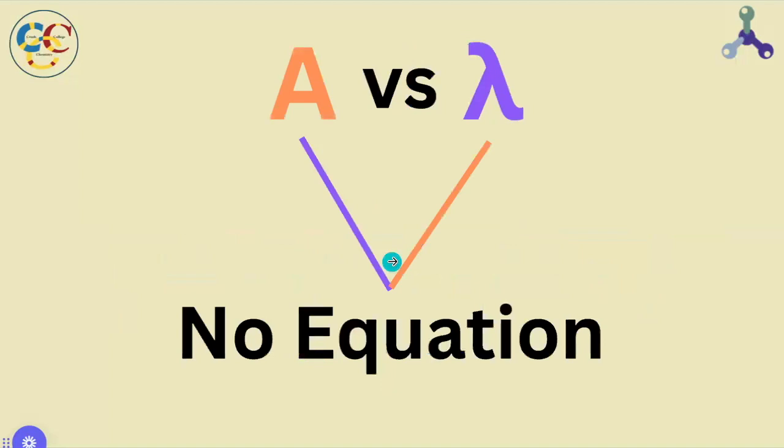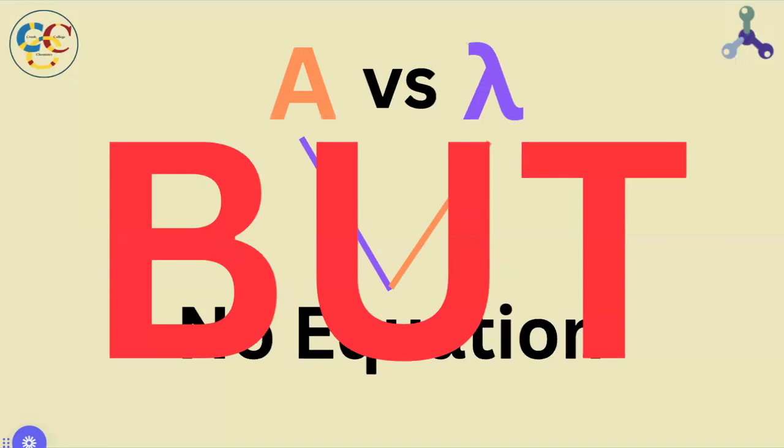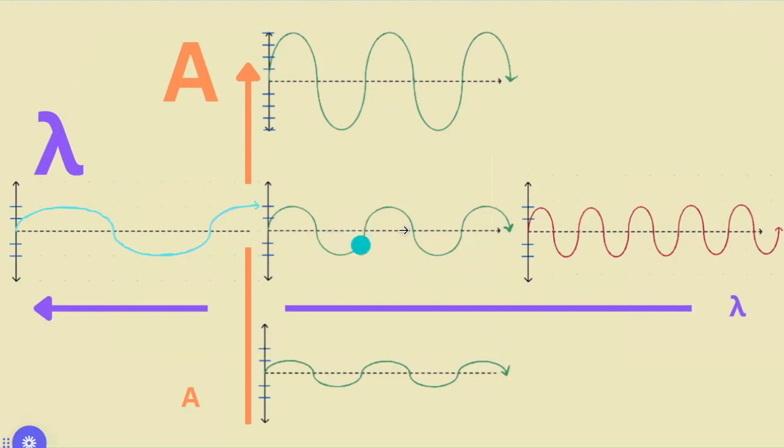Interestingly, there's actually no equation that relates these two variables together for electromagnetic radiation. However, while they don't affect each other, they do work together to manipulate the wave itself. More specifically, changing these variables changes the shape of the wave, graphically speaking.